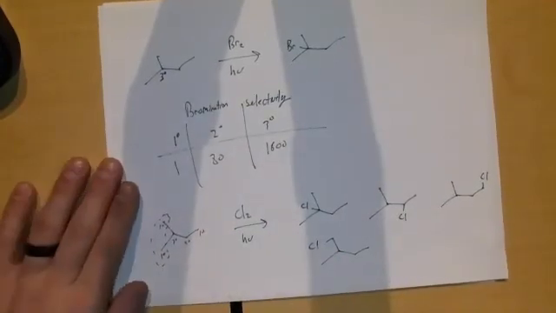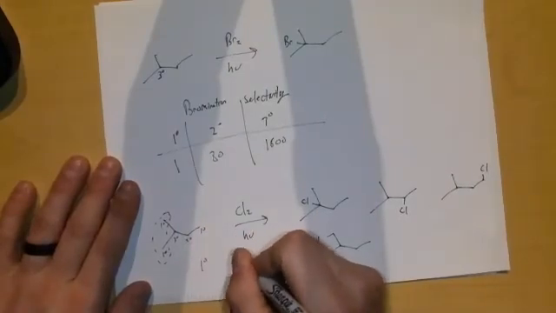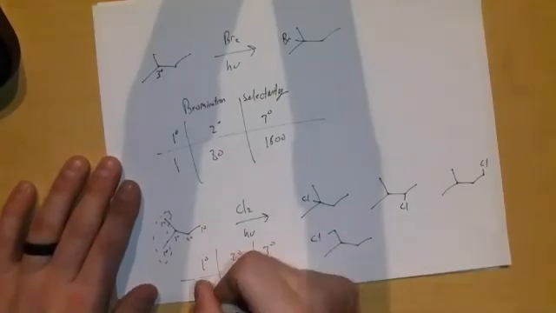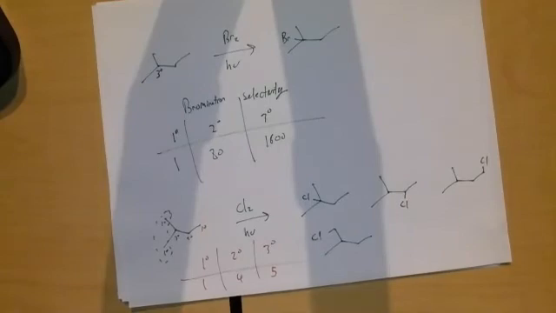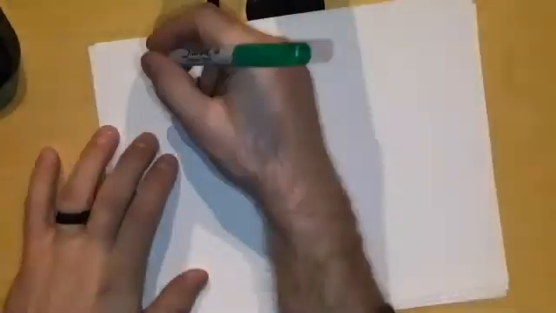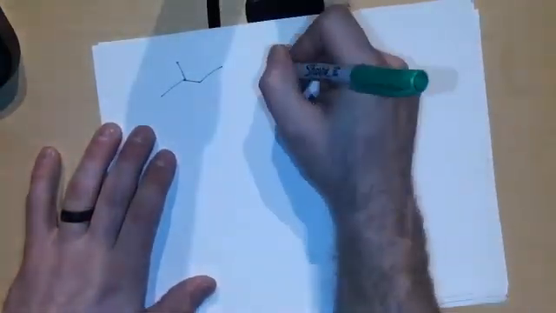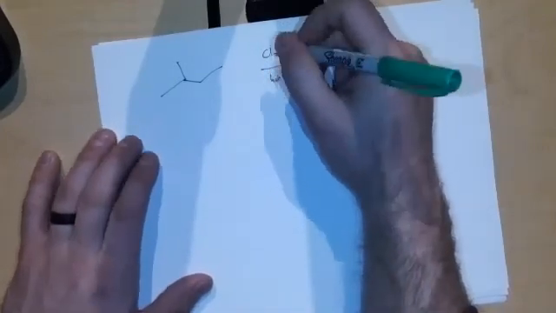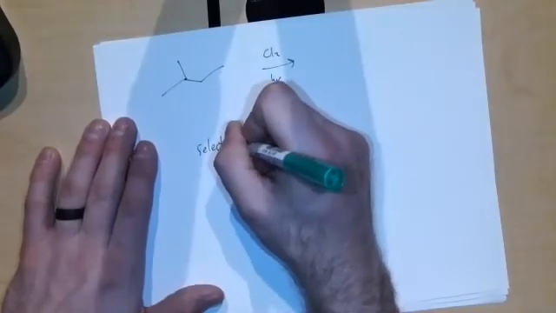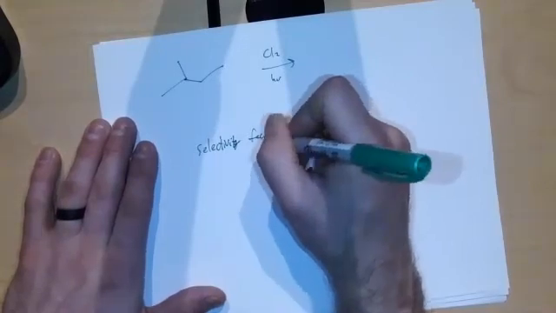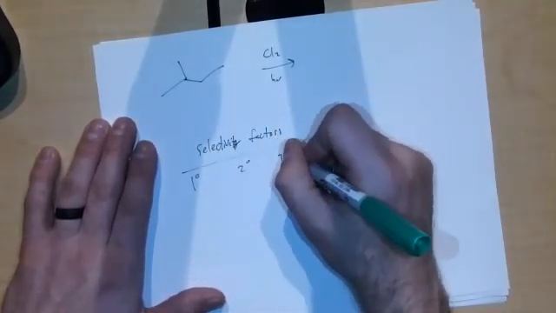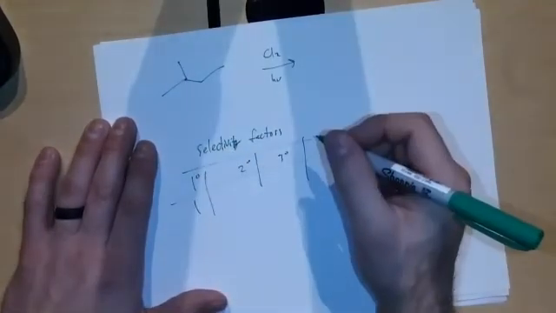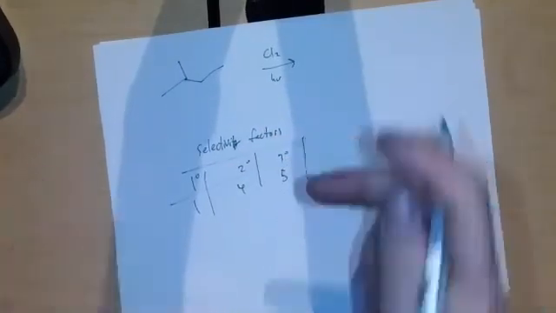The selectivity for chlorine is 1 to 4 to 5, which is not very dramatic. So I'm going to go over exactly what that means and how you would actually calculate that. So I'm just going to redraw this on another page. We've got this molecule here. We're adding in Cl2 and light. We've got selectivity factors for different stability, so 1 to 4 to 5 here.